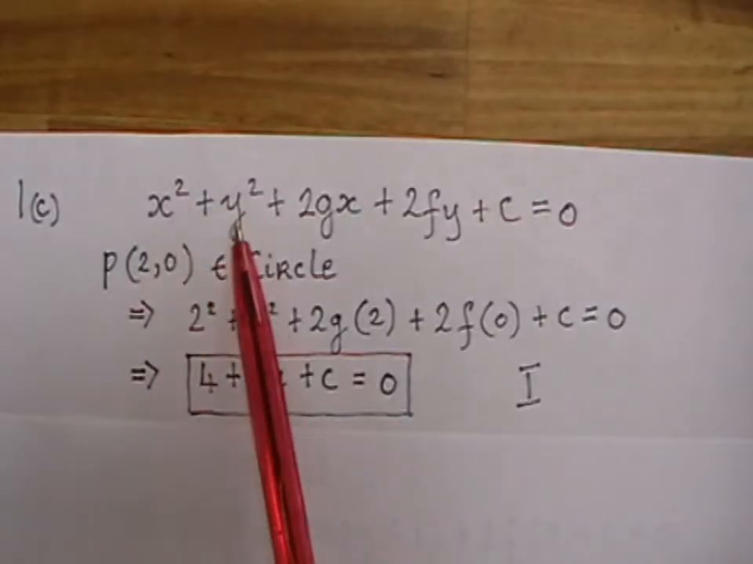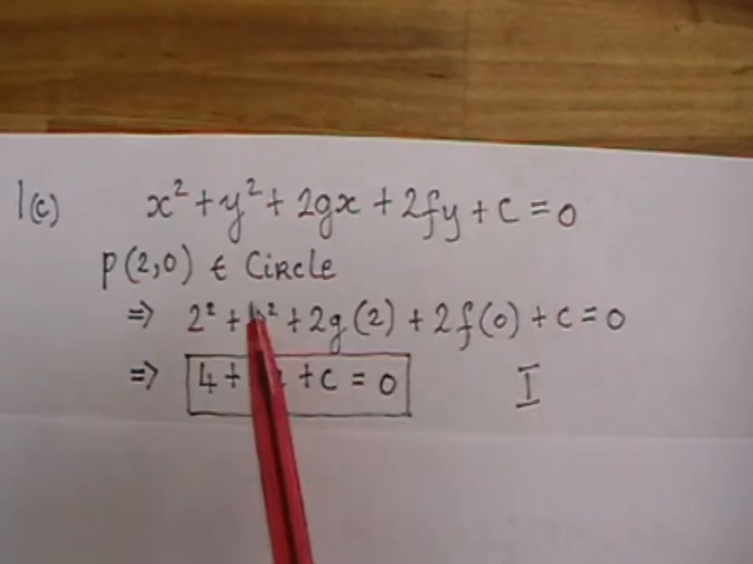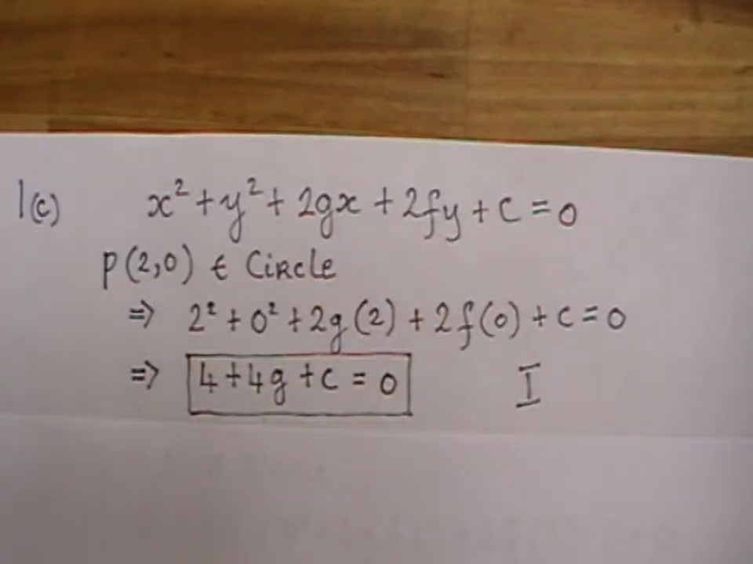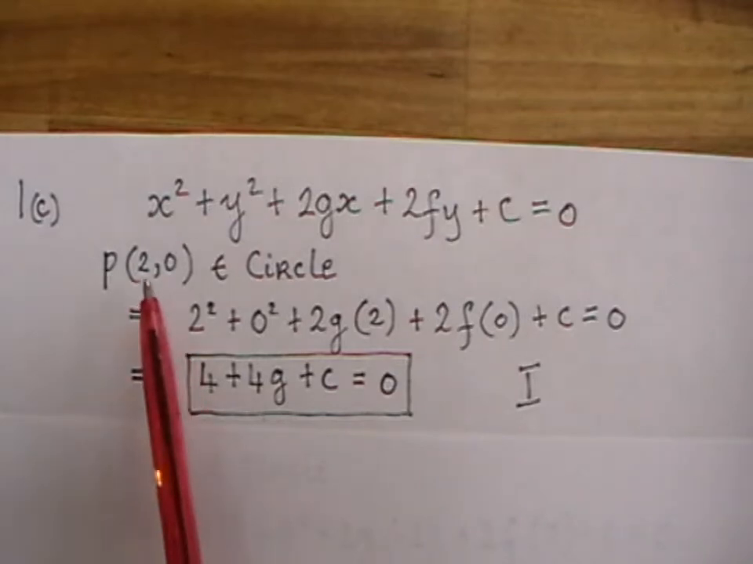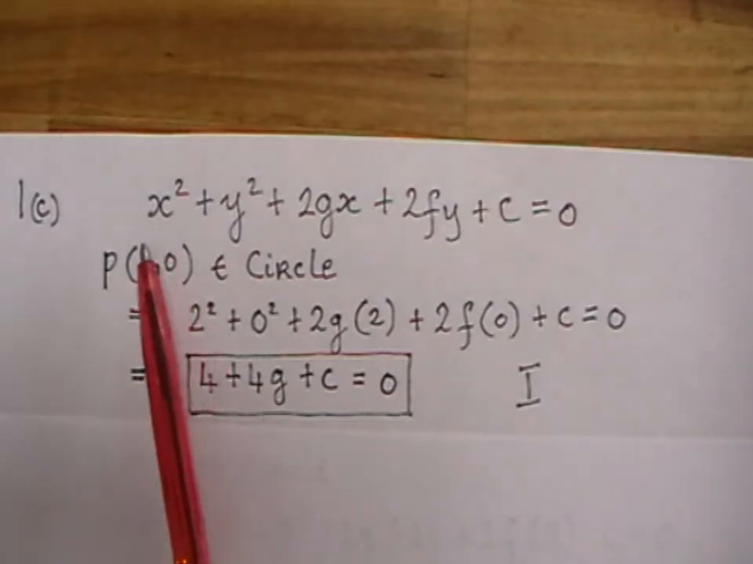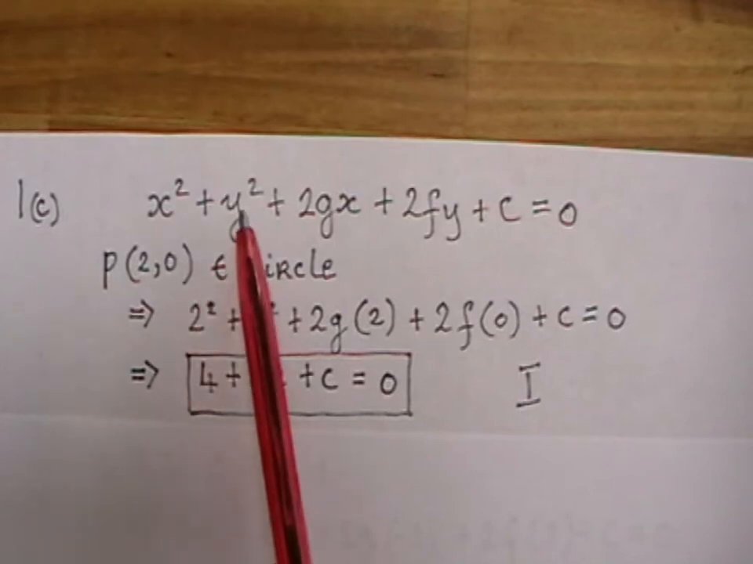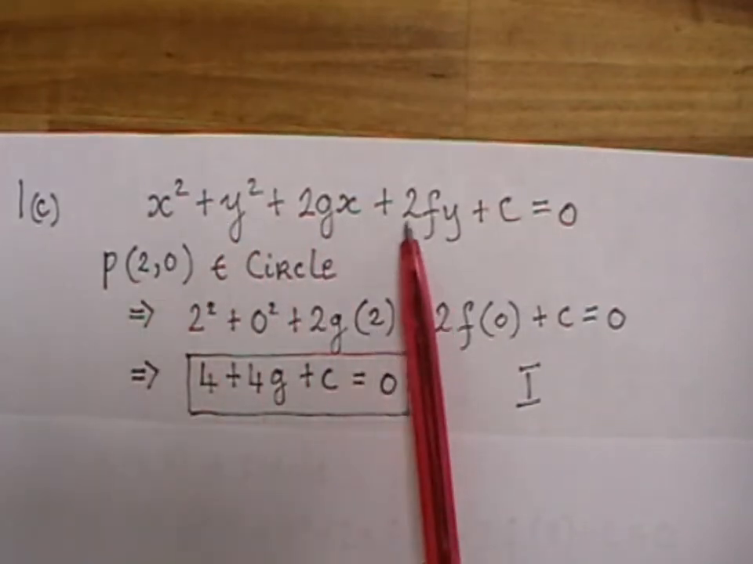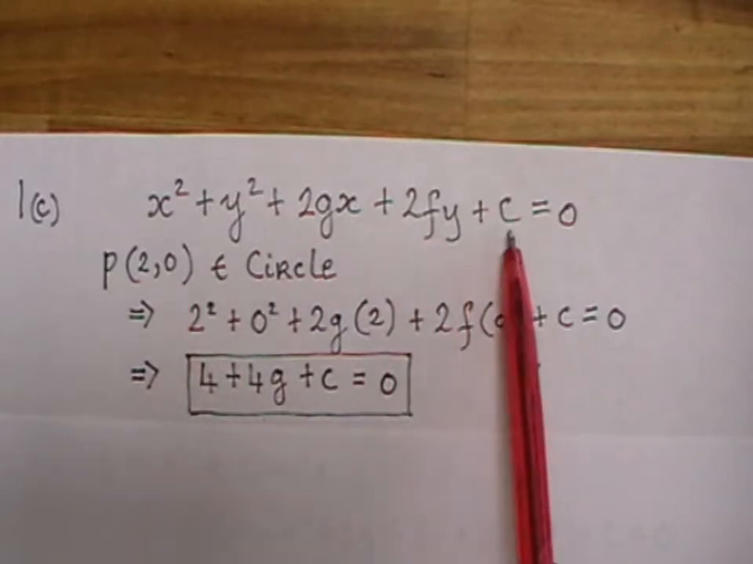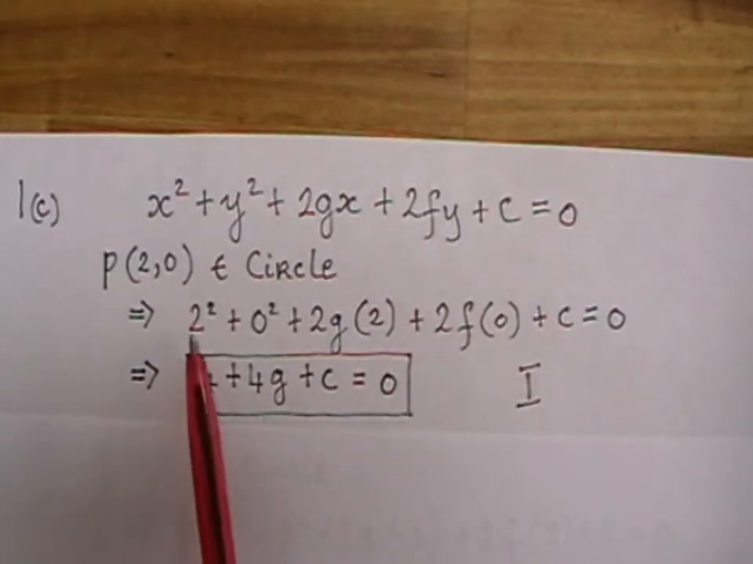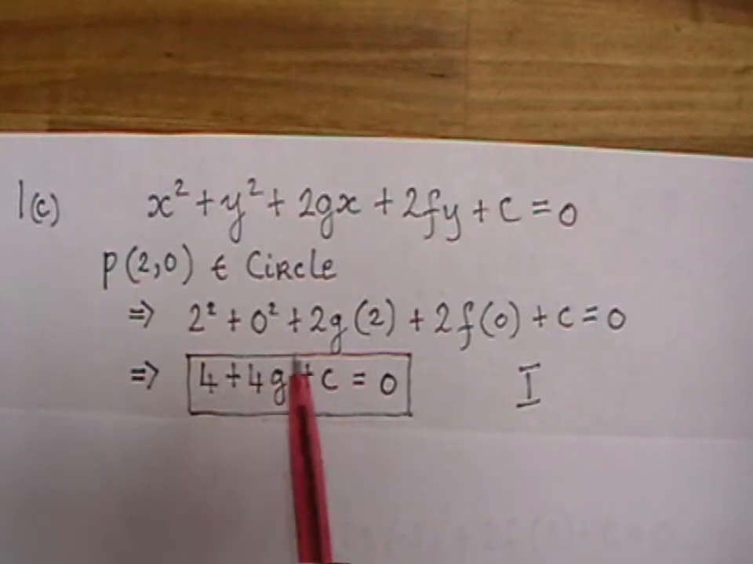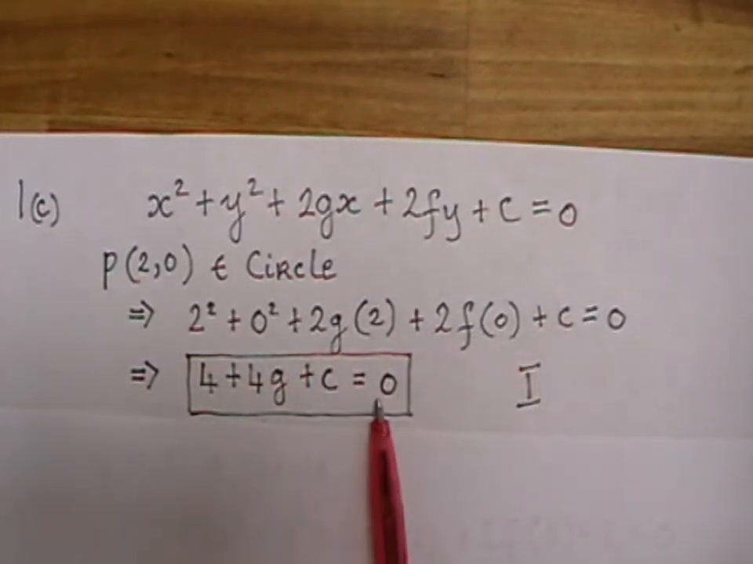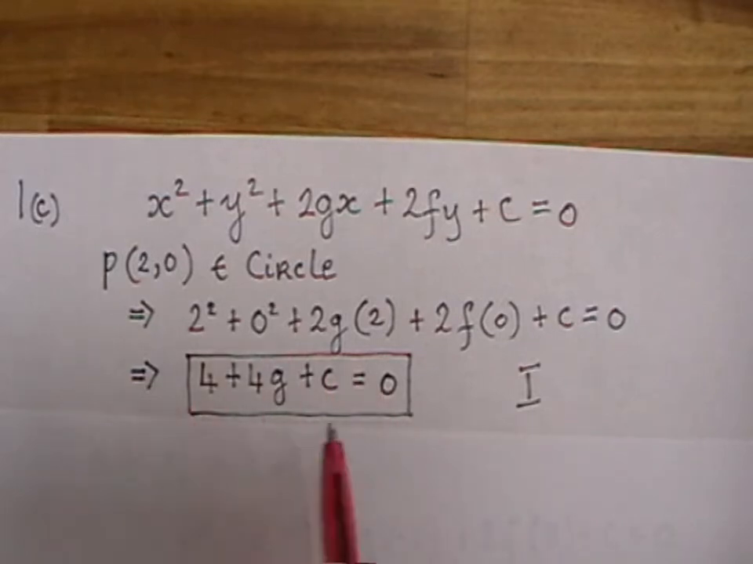Here's the general equation for circles. If we find a value for g, for f and for c, we've got an equation of a circle. Well, substituting P (2, 0), we get 2 squared plus 0 squared plus 2g times 2 plus 2f times 0 plus c equals 0. Simplify, we get 4 plus 4g, that's 0, plus c equals 0. That's our first equation.